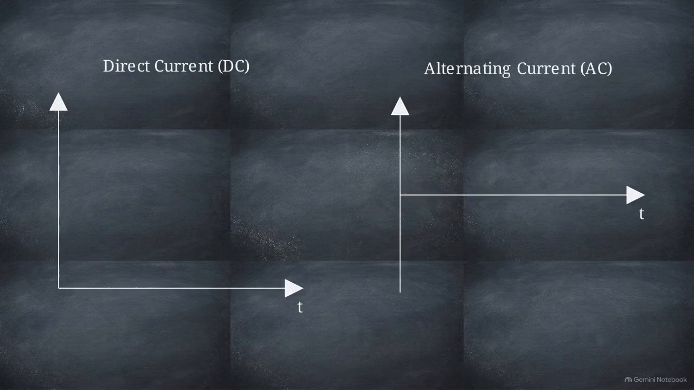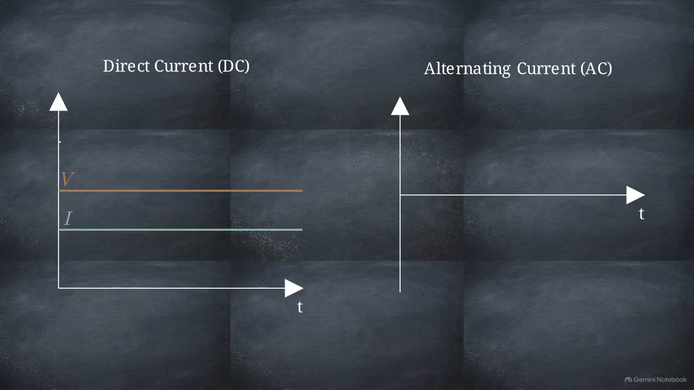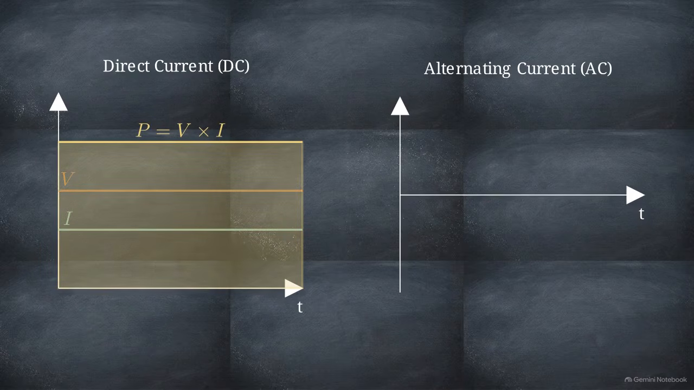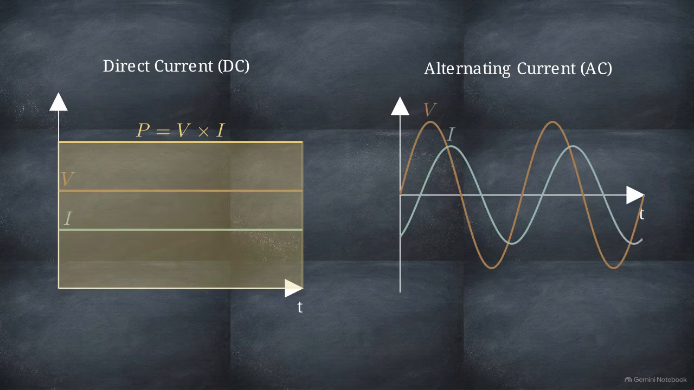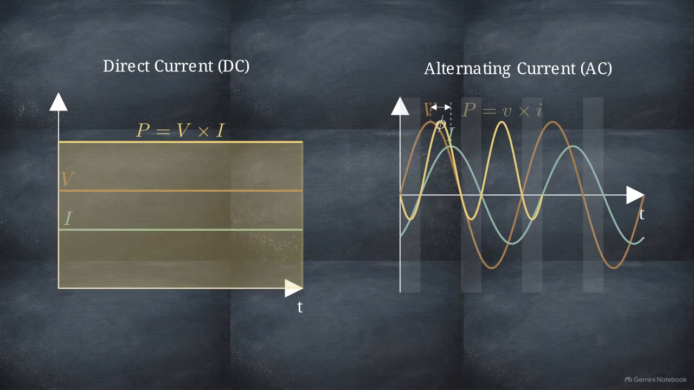On the left side of this split screen, we see a standard direct current, or DC, system. Voltage and current are constant, so calculating power is as simple as multiplying the two flat lines to get a constant rectangular area. On the right side, alternating current features sine waves that don't always align. Watch the specific regions where they fall out of sync.